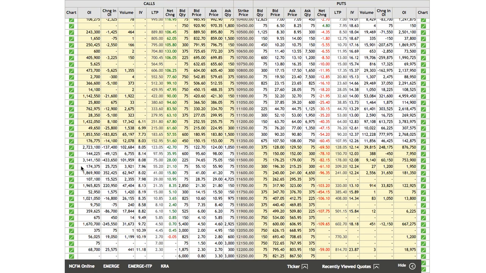So this tells us the range of what is the resistance, so what is the ceiling, and what is the floor or what is the support that institutional market writers or the big players are expecting in the market.